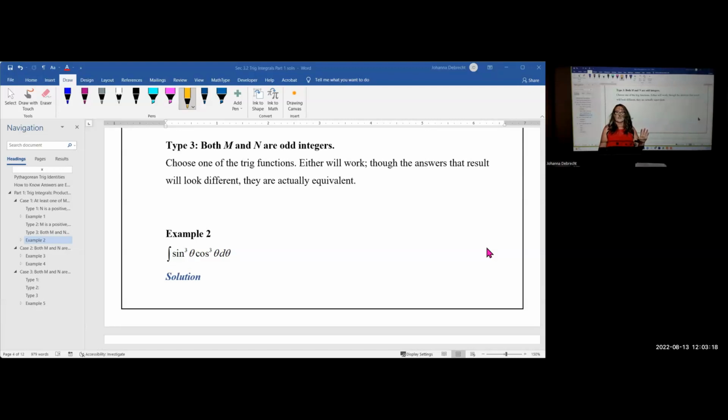So let's say that you have sine to the 3rd power and cosine to the 5th power. And you choose to convert the sine cubed into sine squared times sine. So you're going to convert sine squared into the cosines using the Pythagorean identity. But your classmate goes for the cosine to the 5th. And he makes cosine to the 5th into cosine to the 4th times cosine. Well, he's going to convert his cosine to the 4th into sines.